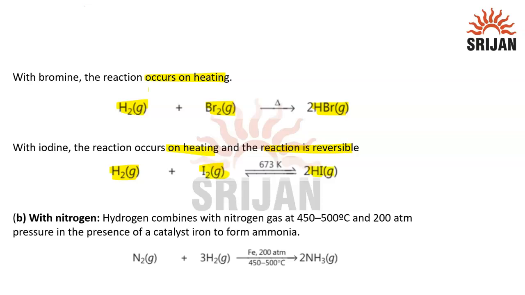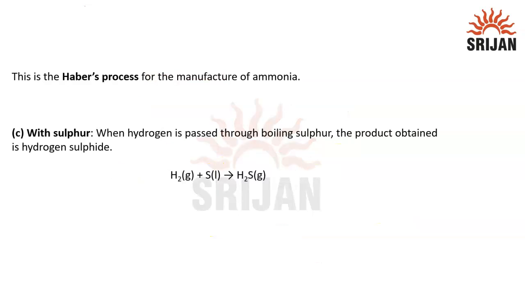Now reaction with nitrogen. Hydrogen combines with nitrogen gas at 450 to 500 degrees Celsius; 200 atm pressure is required and also a catalyst, which is iron, in order to form ammonia. Nitrogen on reacting with three molecules of hydrogen in presence of iron at very high temperature and pressure produces ammonia. This is the formation of ammonia. The complete process is called the Haber's process and here the manufacturing of ammonia takes place.